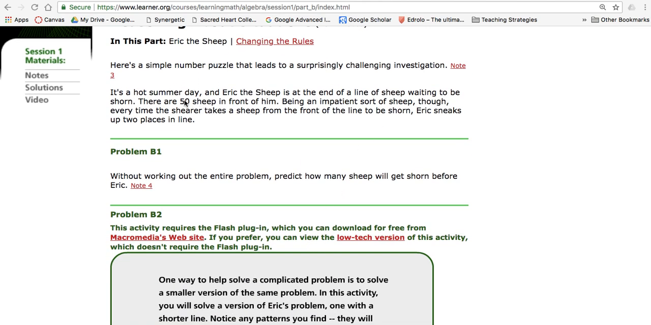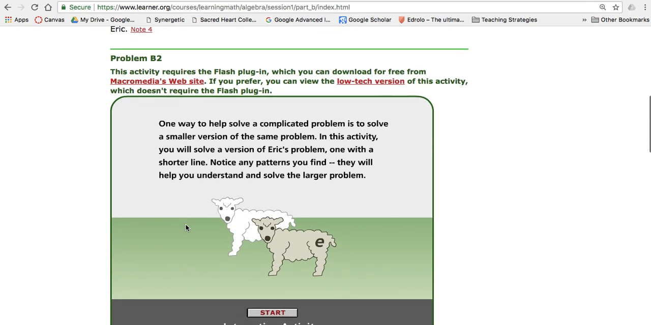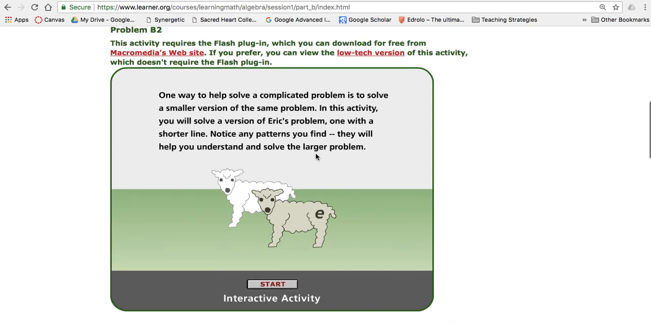Now, it's really hard, this question, because 50 sheep is quite big. You'd have to actually sit there and draw 50 sheep. So what we do instead is we look for a pattern. We do that by using an interactive underneath. So this may ask you just to let it use Flash.